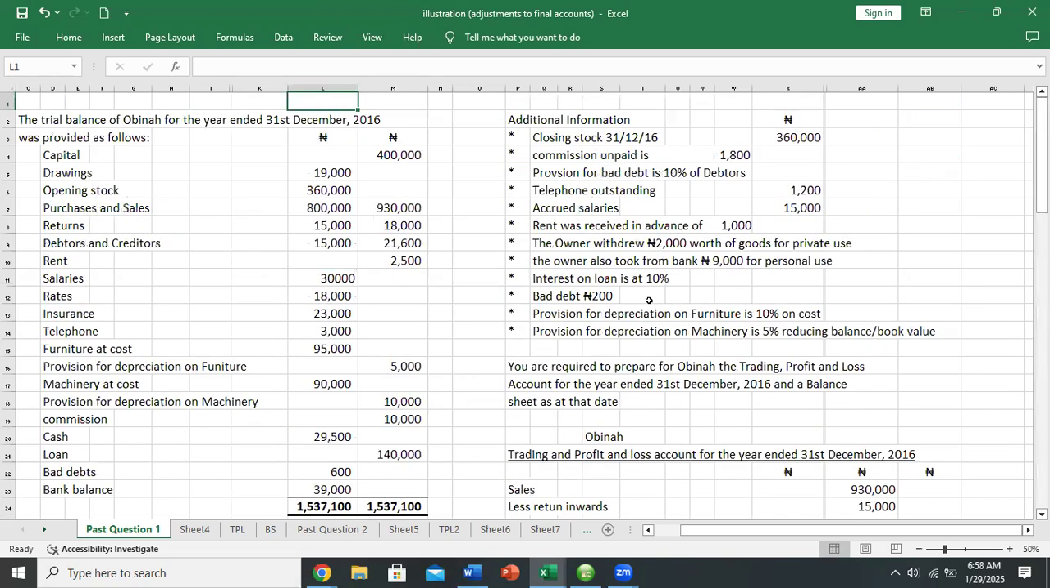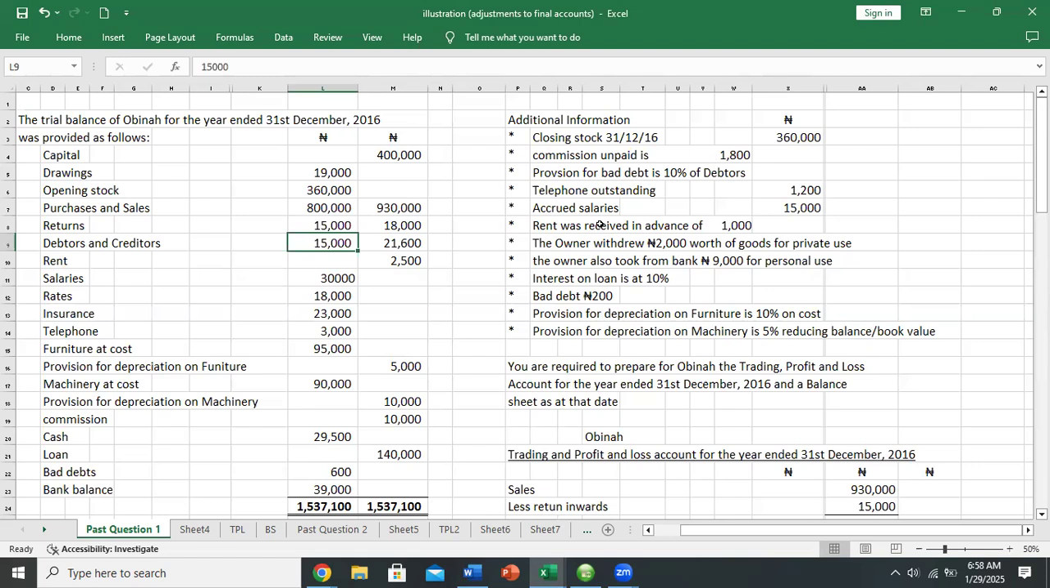And here we were told that it should be 10% of debtors. So ordinarily, we'll multiply 10% by our debtors figure. And the debtors figure is 15,000, right? But I'm also saying watch out for any bad debt in the additional information. Because the idea is that if you are making a provision on your debtors and you have written some debt off, you have to less it.